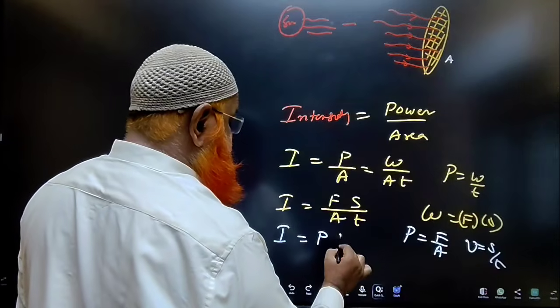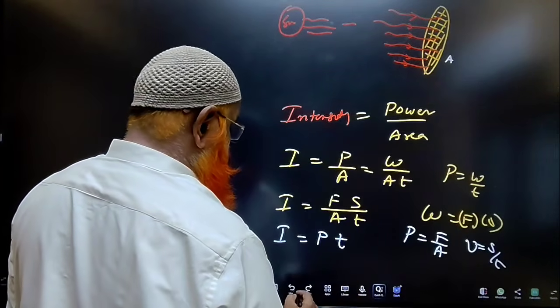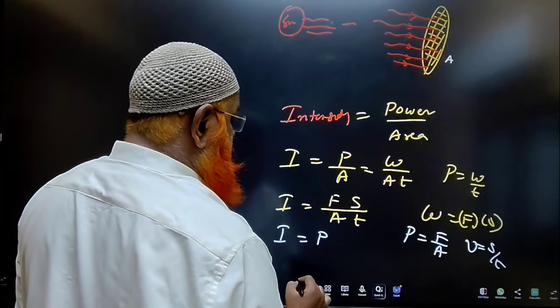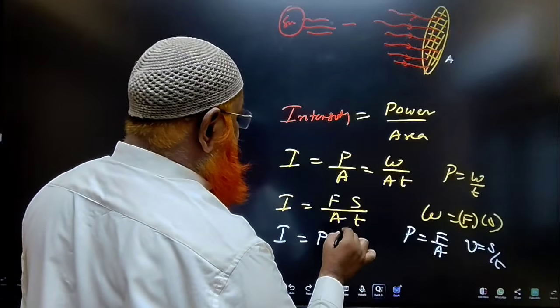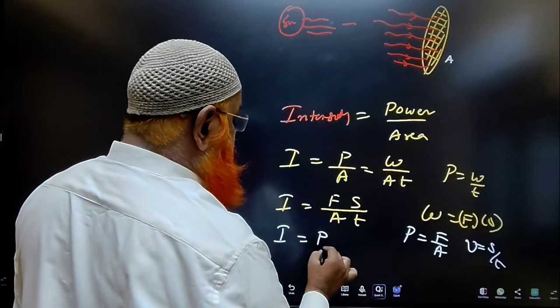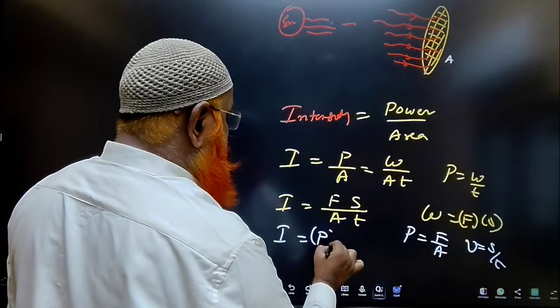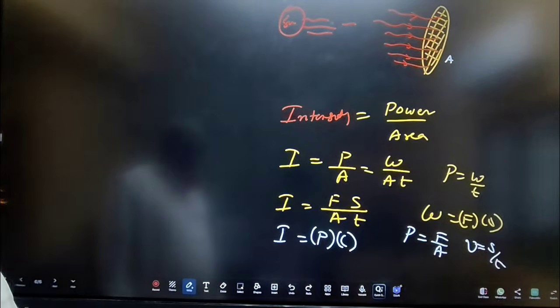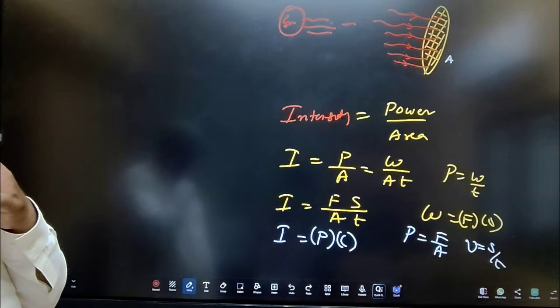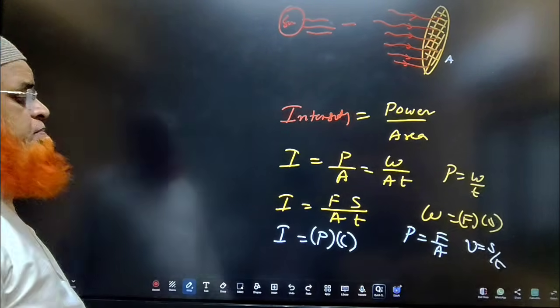So power into velocity. What is this? Force by something is missing here. Force by area and displacement. So power into velocity. Is there anything missing here? What I'm saying? Is there anything missing? Everything is okay. So power into velocity.